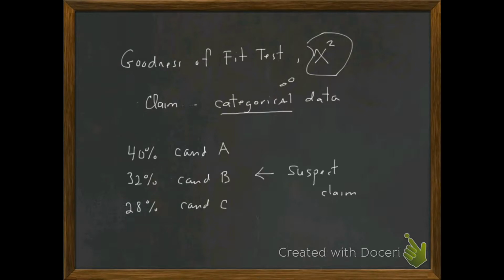All right, gang, goodness of fit test. Let's look at just a very simple example. First of all, think categorical data. When you see categorical data only with no quantitative variable included, think chi-square. So I'm going to set up a very, very simple situation. Let's say a newspaper, media, whatever it may be, makes the claim that 40% of people in a state intend to vote for candidate A, 32% candidate B, and 28% for candidate C. You suspect the claim, you'd like to test it.